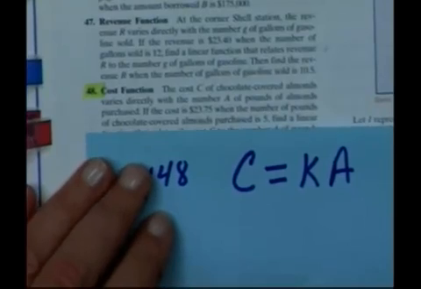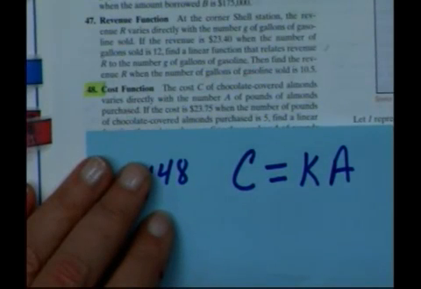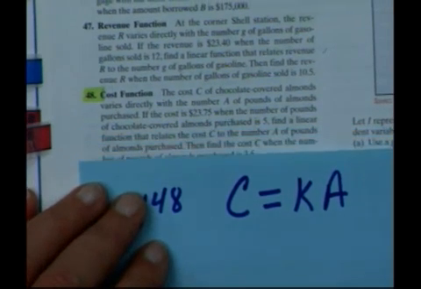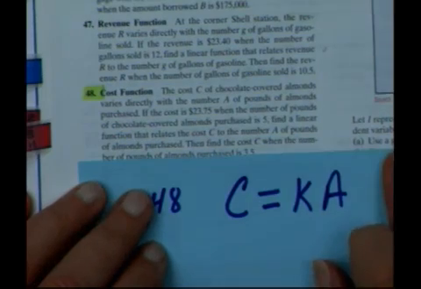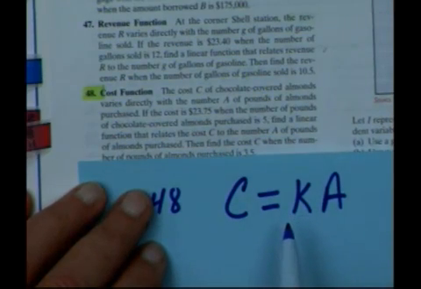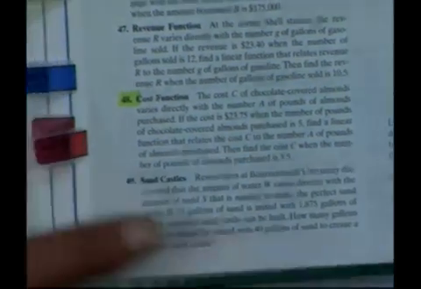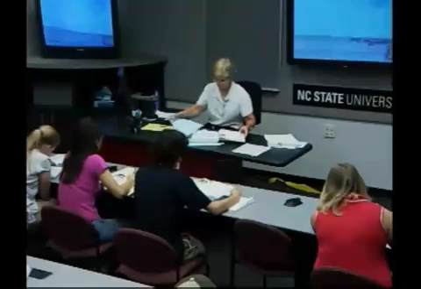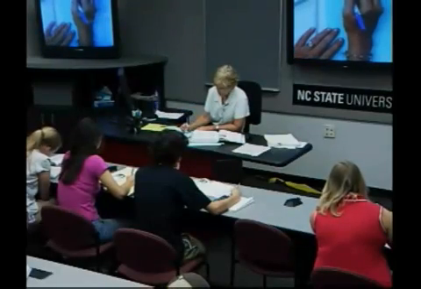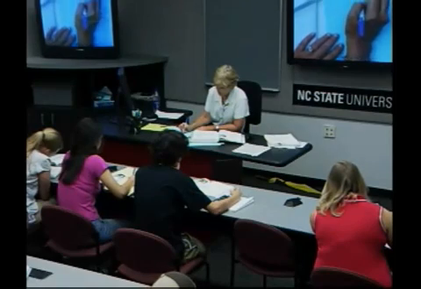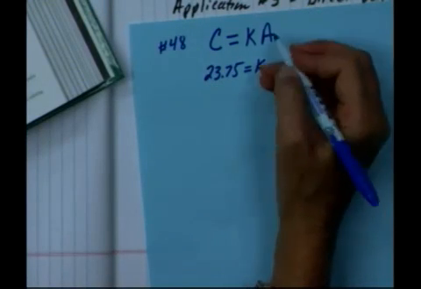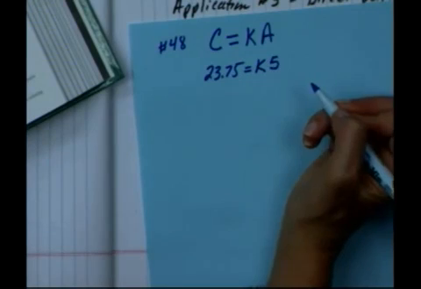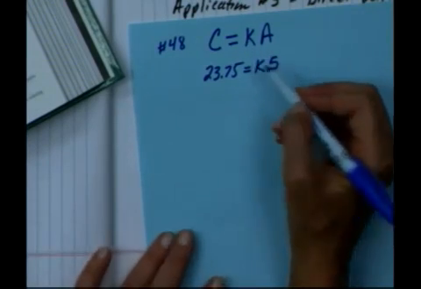Okay. If the cost is $23.75 when the number of pounds of chocolate purchased is 5, now we're going to be able to do what? What's that going to allow us to do? It's going to allow us to find K, isn't it? All right. So we have the cost is $23.75 when you purchase 5 pounds. That's going to allow us to find out what the K is.